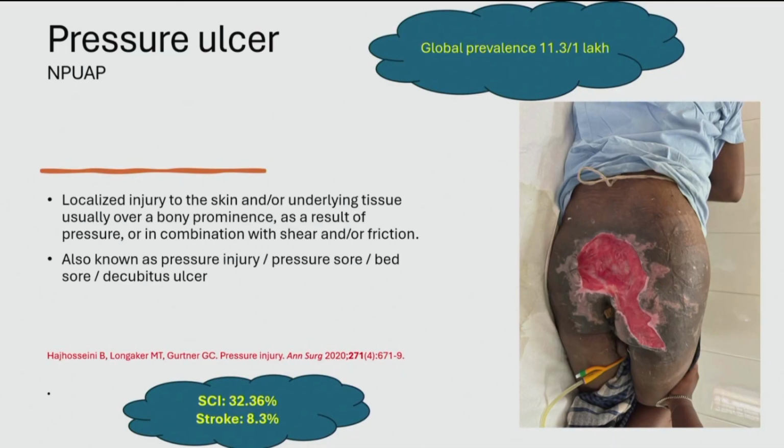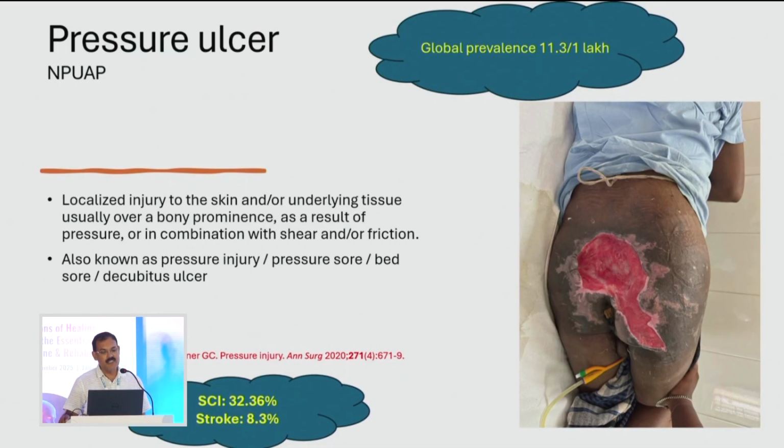The global prevalence rate is around 11.3 per 1 lakh, and it is most commonly seen in spinal cord injury patients, with around 32.36% prevalence. In stroke patients, it is around 8.3%. So really this is a concern because this adds morbidity to the spinal cord injury patient.